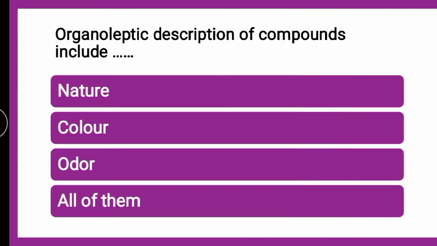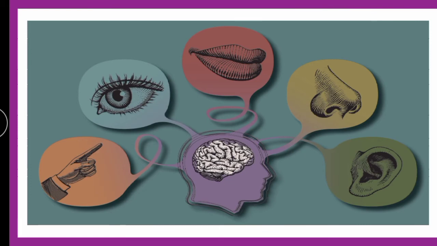Next question is, organoleptic description of the compound includes dash. Whether it includes nature, color, odor, or all of them. The correct answer is, it is all of them, because organoleptic properties or organoleptic description of the compound include whatever can be perceived by your sense organs like nose, skin, ears, eyes, etc. So whatever we can sense includes the organoleptic properties of the compound. So it is taste, color, odor, nature and all.